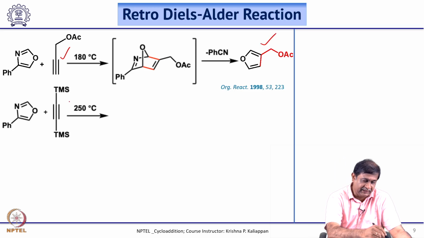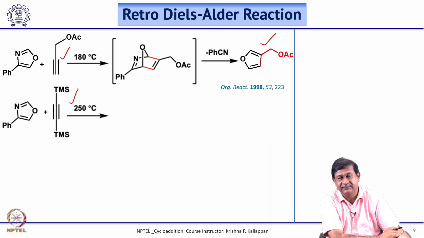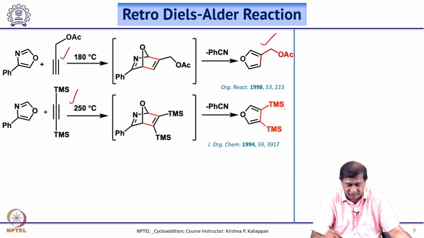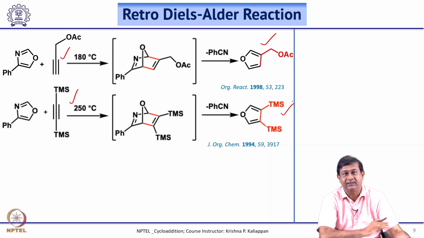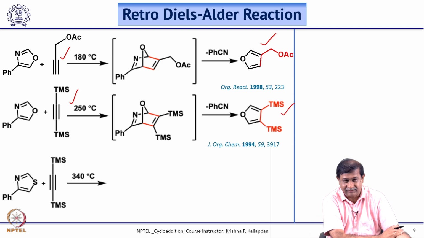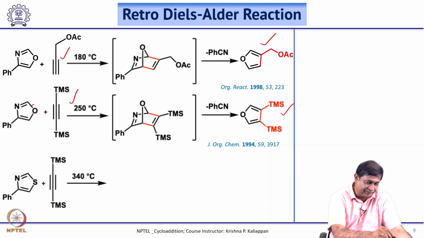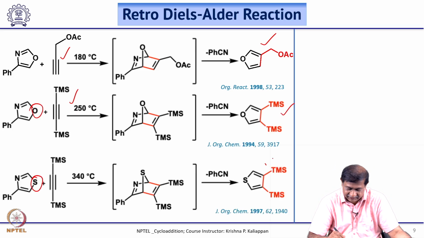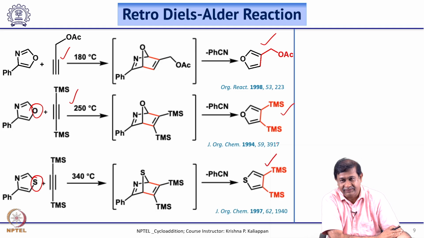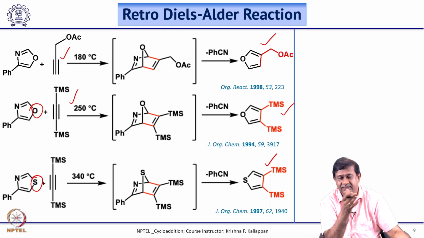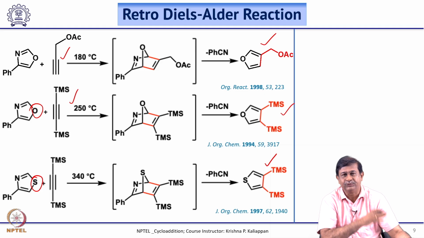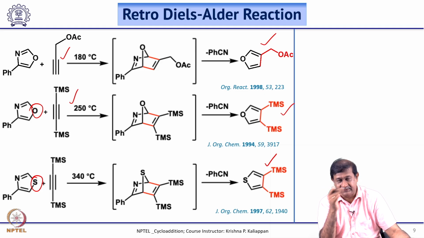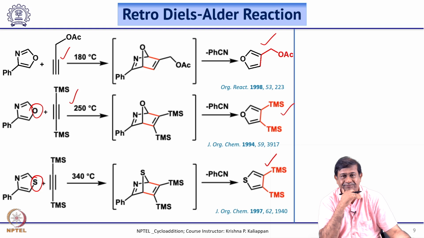Instead of propargyl acetate, you can use di-TMS acetylene, and the same way what you get is 3,4-di-trimethylsilyl furan. And instead of oxygen, if we have sulfur, you can do the same thing, and then what you get is the corresponding thiophene derivative. So, this is a very simple one pot reaction. At high temperature, you can easily remove the benzonitrile. Benzonitrile is also a solvent, one can easily remove it, so that the forward reaction is more feasible.